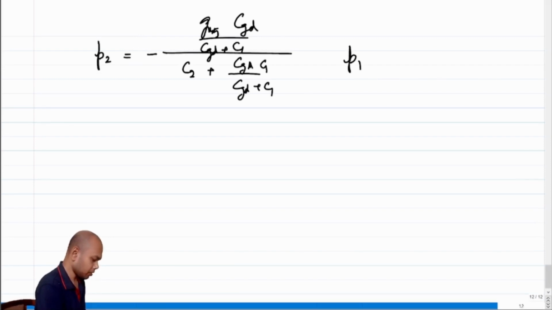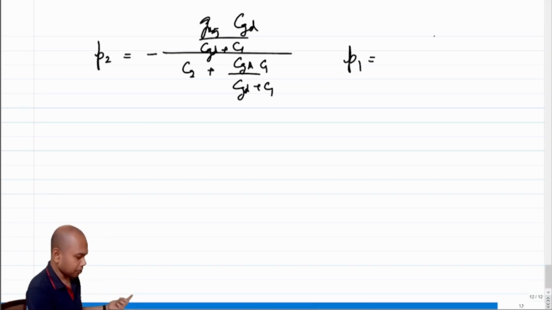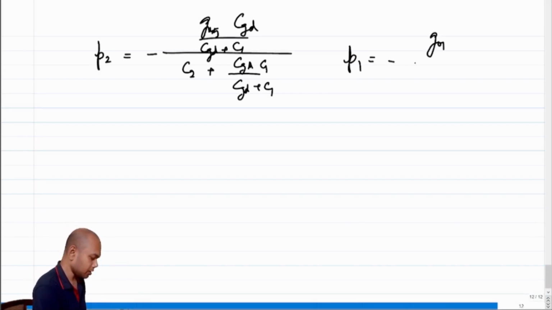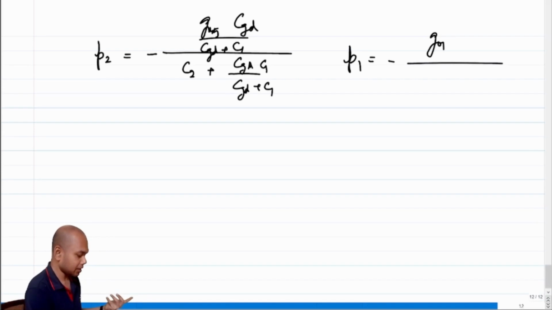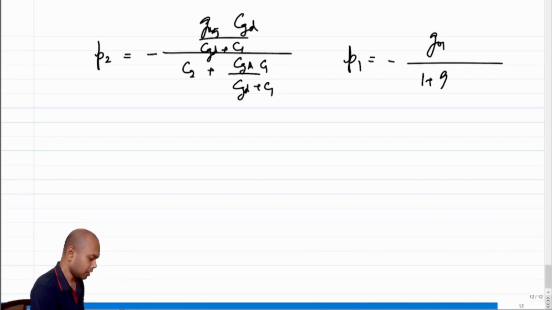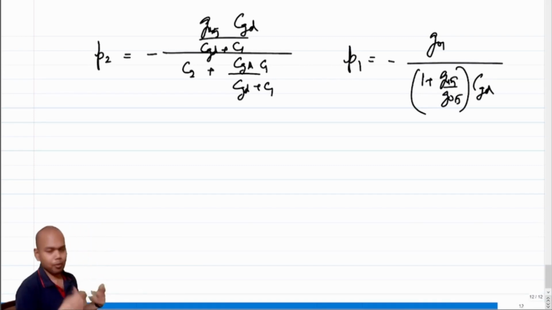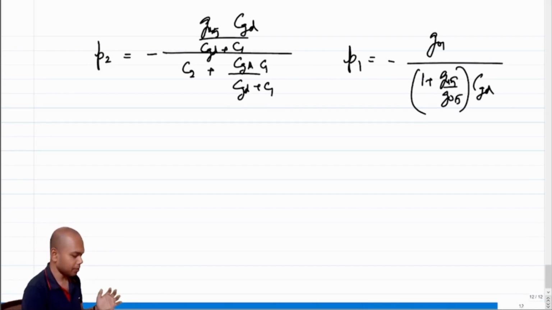So what was P1 quickly? P1 was the conductance, which was G01, and the capacitance was the amplified version of the CGD capacitance, right? So that is 1 plus Gm5 by G05 times CGD. I'm neglecting the other terms. I'm only keeping the dominant terms in the picture.